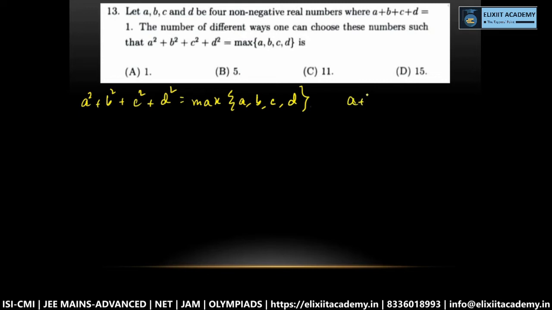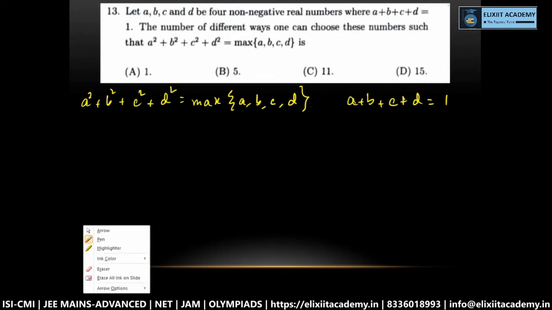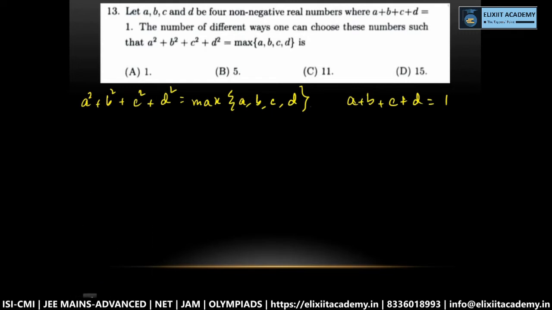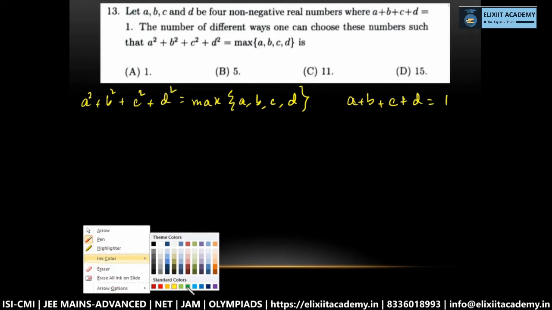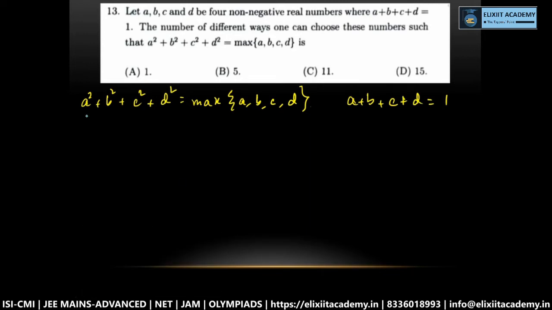The main thing given is A plus B plus C plus D is equal to 1. And this condition, A square plus B square plus C square plus D square is equal to max of A, B, C, D. So we are going to consider certain cases for this particular problem. Let's analyze those cases one by one. In the first case, we consider B is equal to C is equal to D is equal to 0.